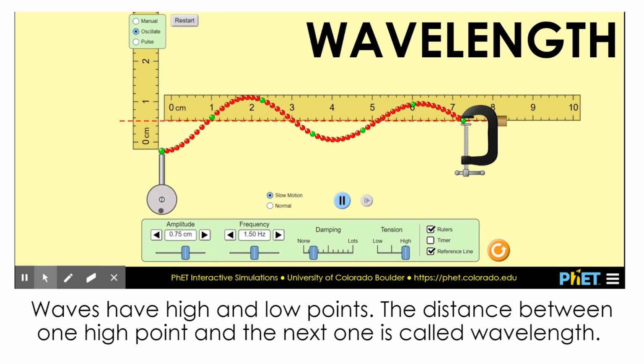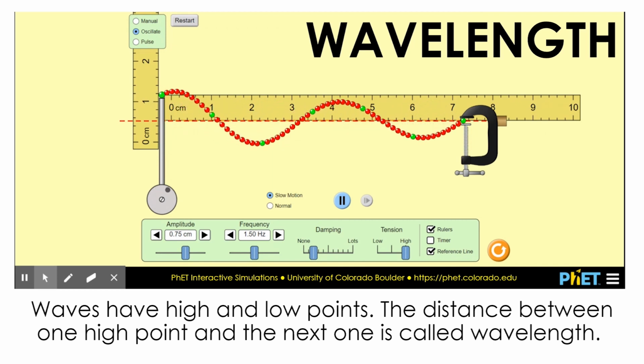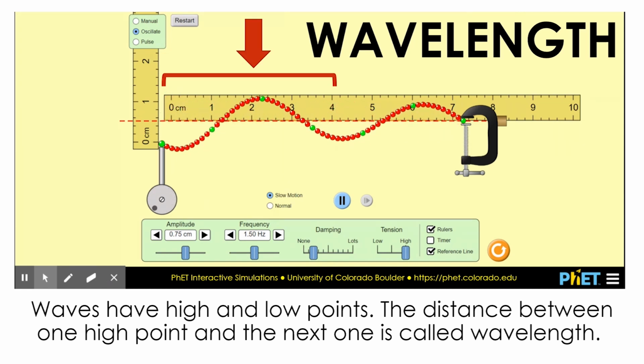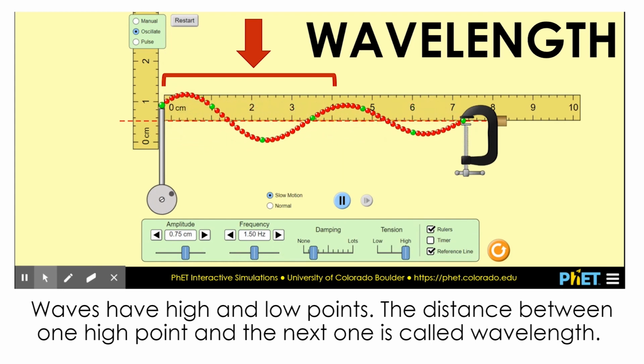These waves have high and low points. The distance between one high point and the next one is called wavelength. If the wavelength is small, the waves are closer together. Take a look at the video on the right. The wavelength is shown in red. That's the distance between the high point of one wave and the high point of another wave.